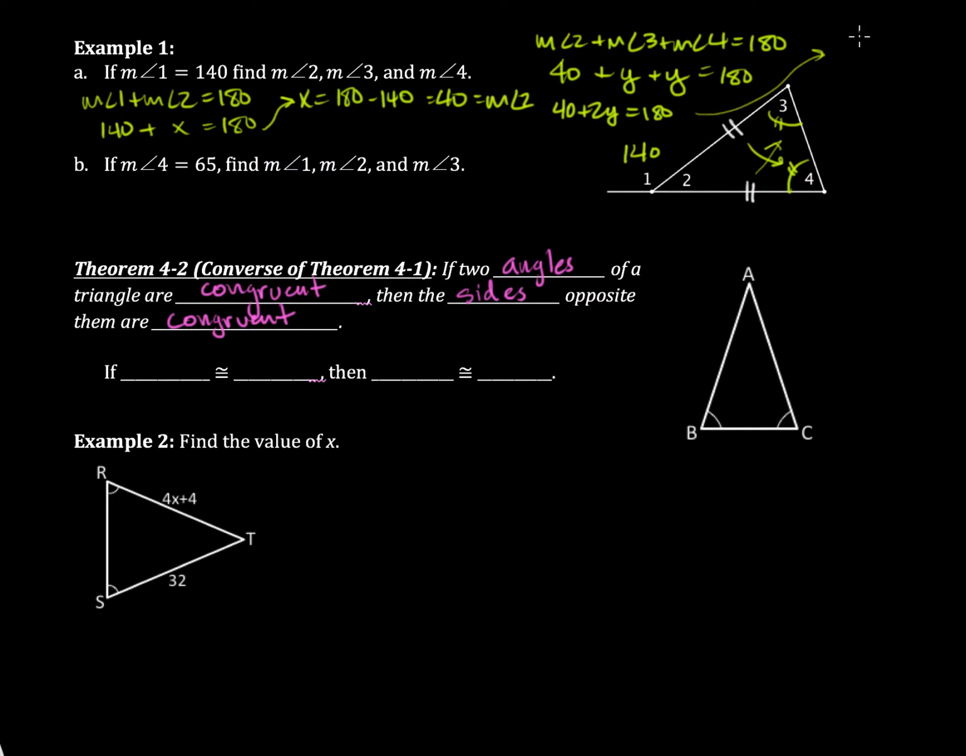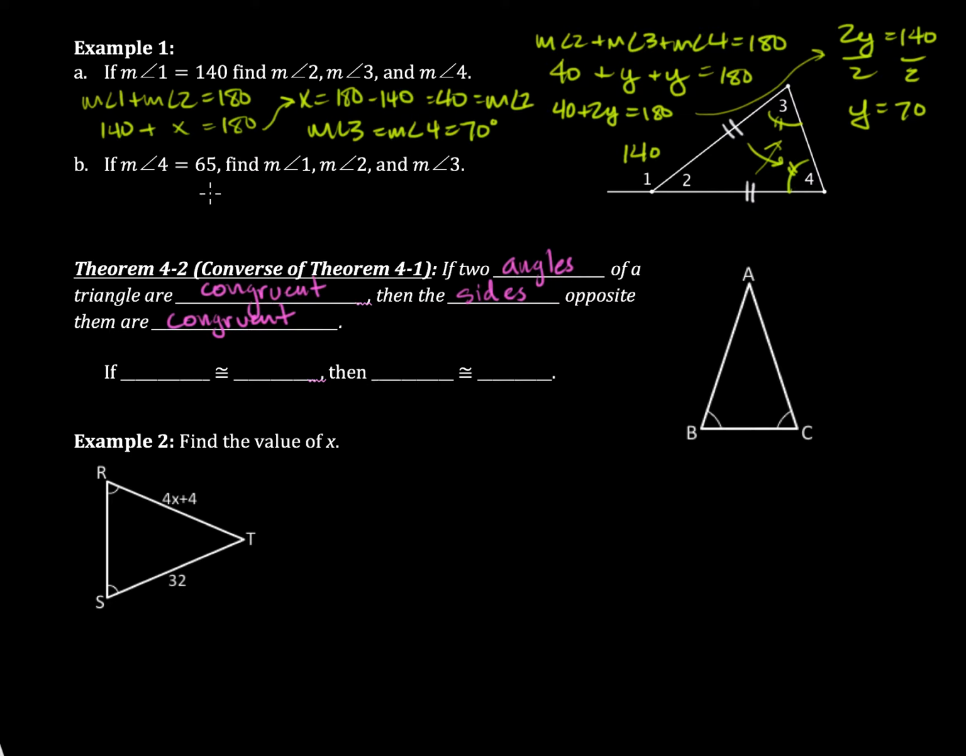I'll come over here, and if I subtract 40 from both sides, that would mean that 2y equals 140. And if I divide both sides by 2, I would know that y equals 70. So the measure of angle 3 and the measure of angle 4 both equal 70 degrees. So angle 2 in this example in part A was 40 degrees, and angles 3 and 4 were both 70.